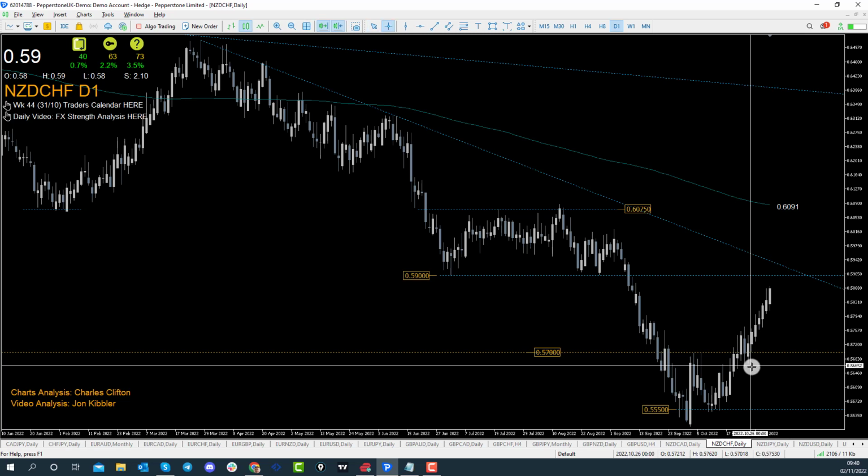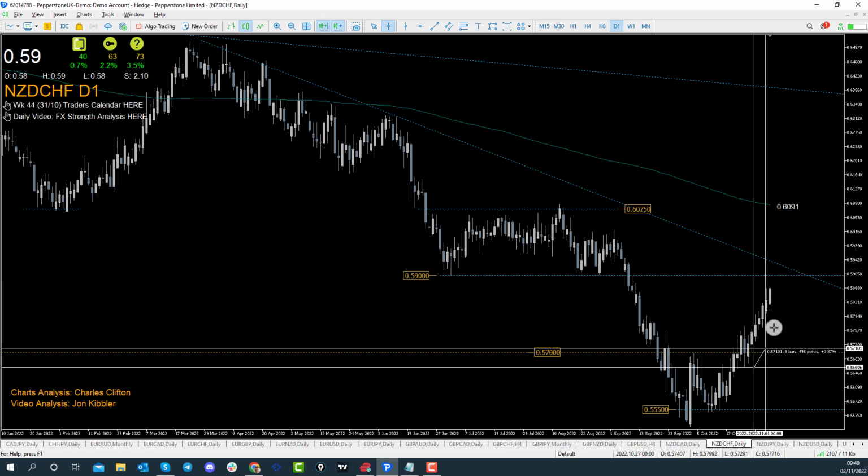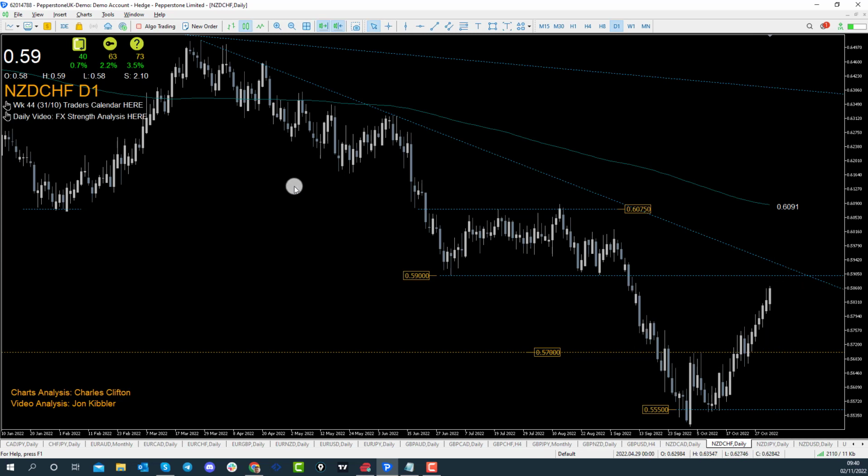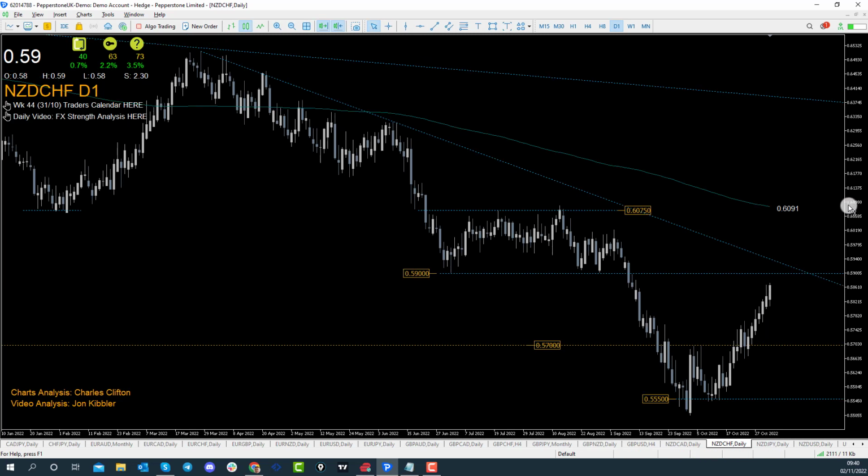If we take it from the low, the extreme, if you were looking at Kiwi Swiss that day, you'd be looking at a 200 pip rally. Now, looking at the daily chart here, we've got lots of different narratives going on. We've got the price that's traded through some recent key support levels like the 0.5700 level, and also these lows here at the 0.5550 handle.